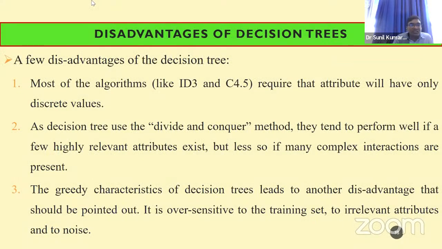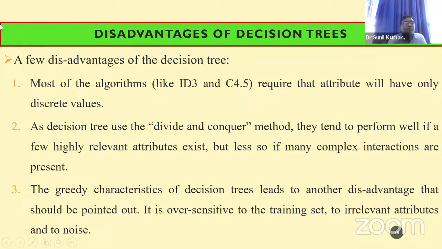And of course there are a few disadvantages also. Most of the algorithms require the attributes to have only discrete values, like when we are applying ID3 and C4.5. If we are going to apply them over continuous values, we have to first convert them into discrete form with ranges of values, and only then can we apply them. So this is one disadvantage.